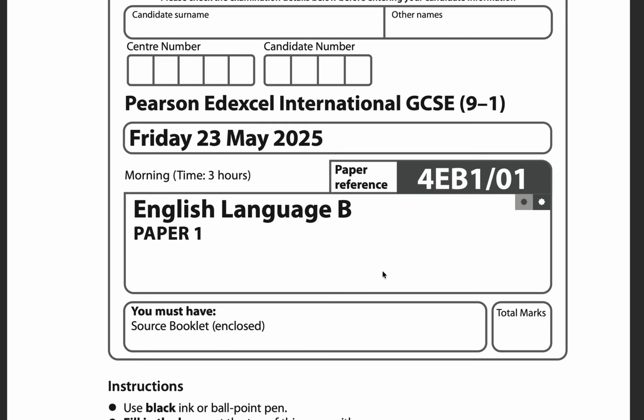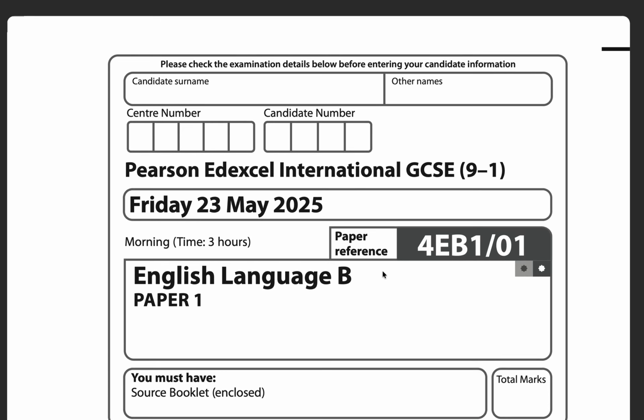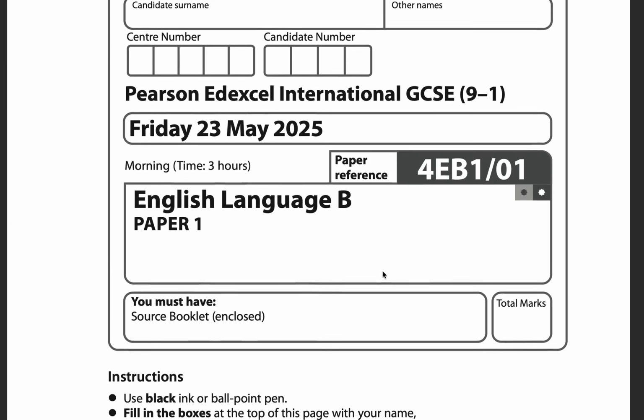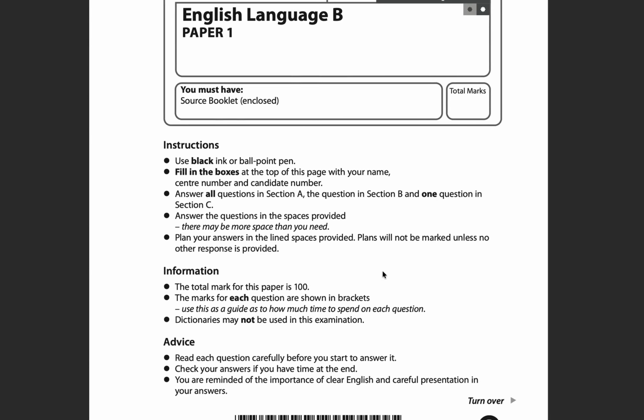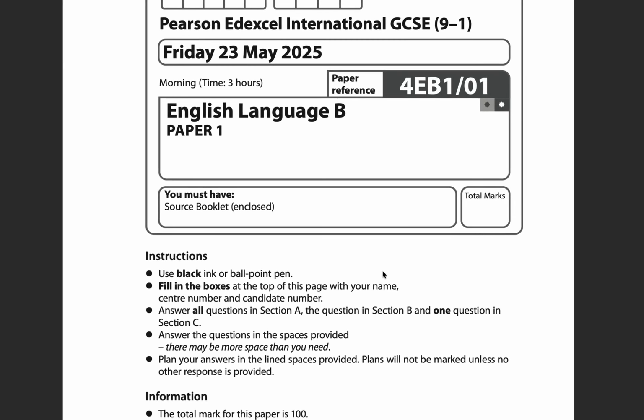Okay, so this is one of the most recent papers. This is the English language paper from May 2025, which is quite recent actually. We will try our best to finish section A. I'm not gonna say that's a promise because it's gonna be quite a very long video, but we'll see if we can finish the whole thing. Let's challenge ourselves.